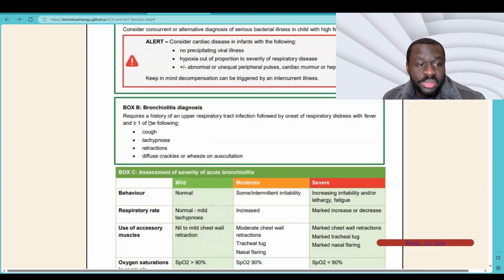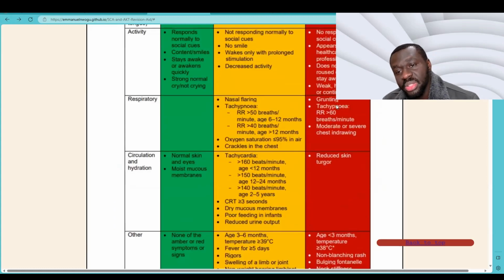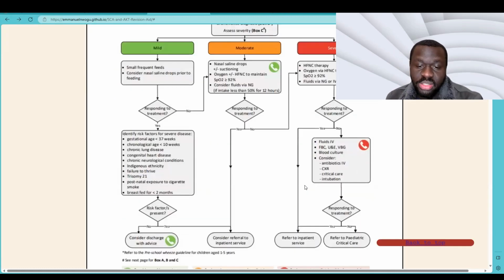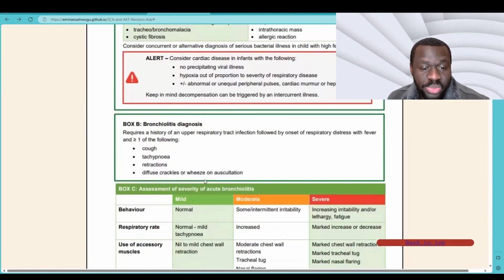The bronchiolitis diagnosis requires a history of an upper respiratory tract infection followed by onset of respiratory distress with fever. So there has to be fever, there are respiratory symptoms, then presence of one or more of cough, tachypnea, retractions, diffuse crackles or wheezing. Presence of retractions in particular is a fairly low threshold for admission or for you to speak to PEDS.